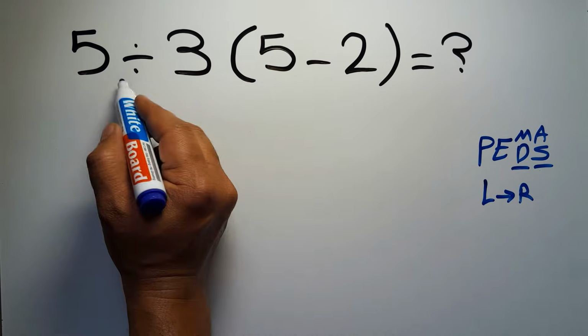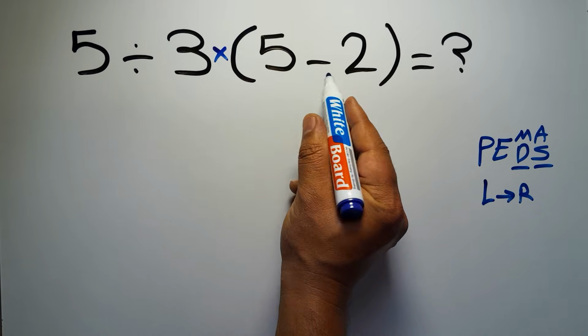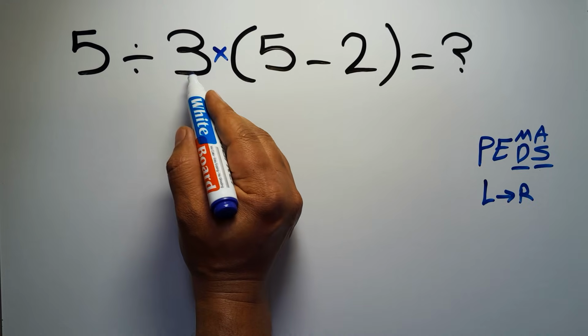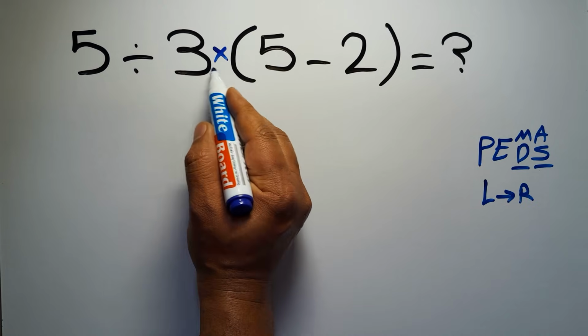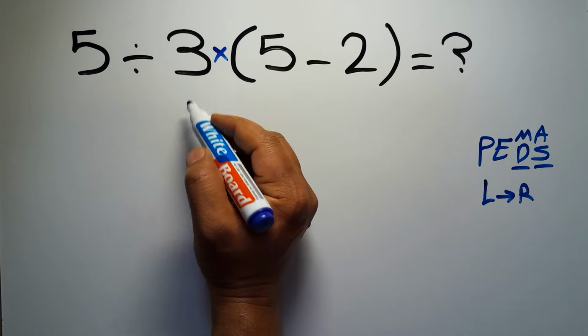In this expression, we have one division, one multiplication, and one parentheses. Inside this parentheses, we have one subtraction. Here we have a multiplication because in mathematics, when a number is placed next to parentheses, it means multiplication. And we usually don't write the multiplication sign for brevity.